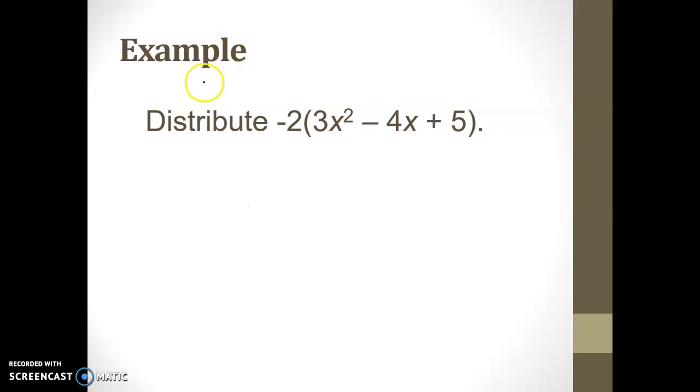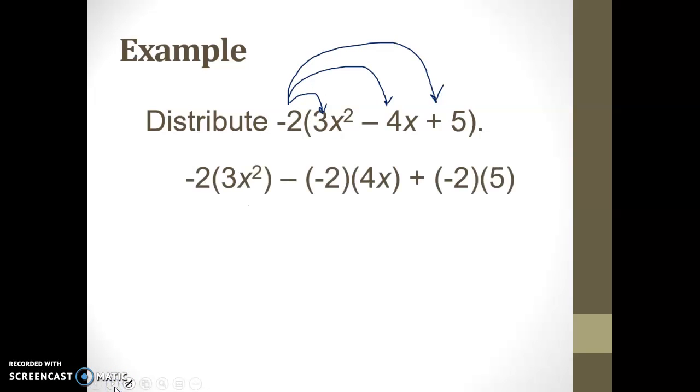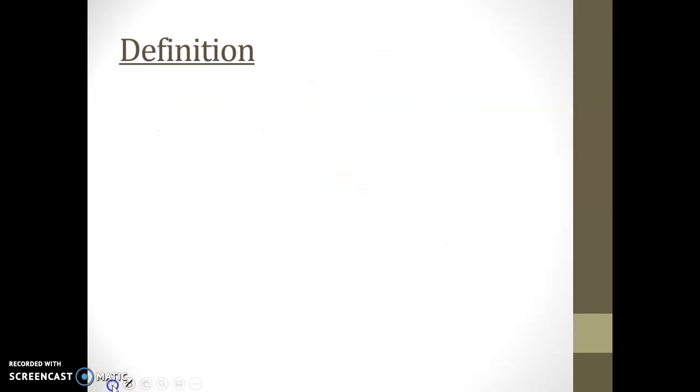Let's distribute that negative 2 times (3x squared, negative 4x, and 5). Try that one on your own. Pause the video and see if you can get it right. When we distribute that, we end up with negative 6x squared plus 8x minus 10. We have 3 different terms. None of these are like terms, so that is as simple as we can make this expression.